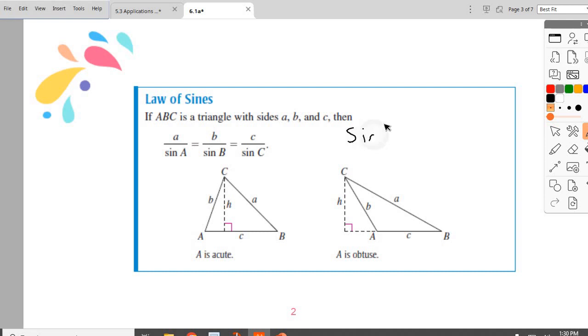Sometimes, though, we will solve for an angle, and in that case, it is helpful to take the reciprocal of all three, and we'll use it that way instead. So it might be helpful to put both of those. They're the same formulas, we just flip them because we want the angle to be on top.